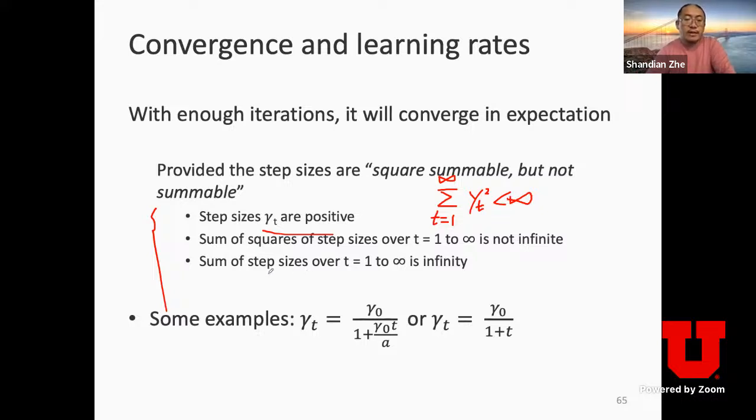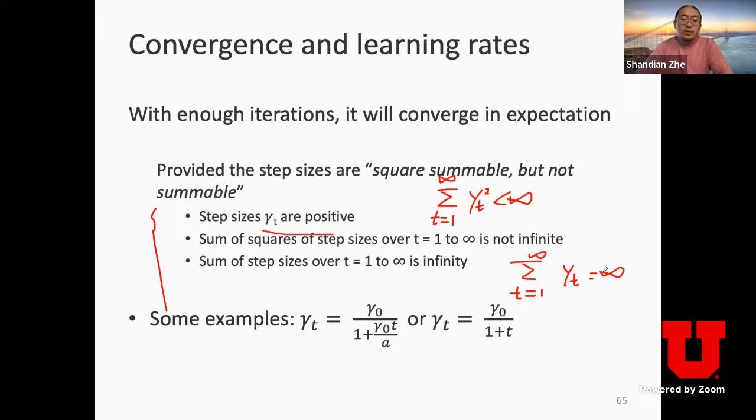And the third condition asks us, if you just directly sum step sizes over t from 1 to infinity, then this must be unbounded. So that's a very interesting requirement. To sum over gamma t directly, this must be unbounded. So what do these two requirements imply?